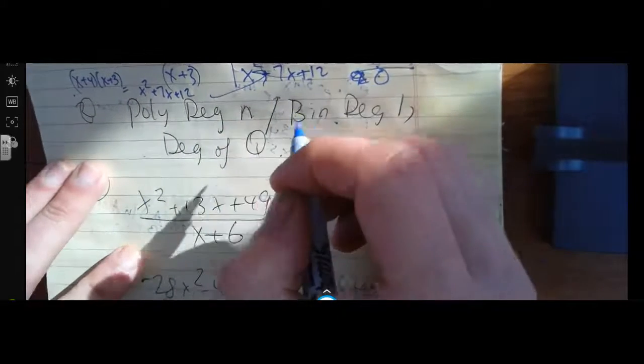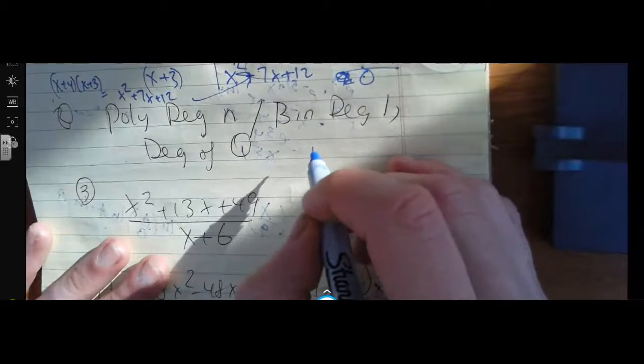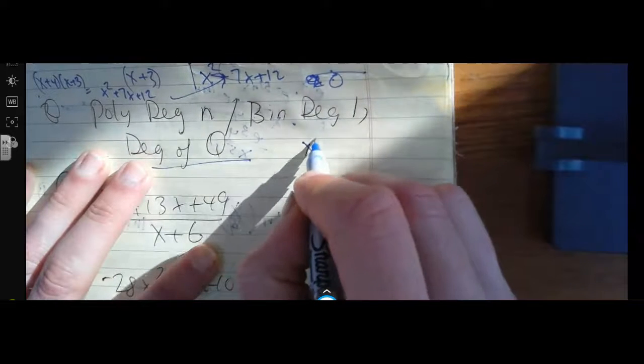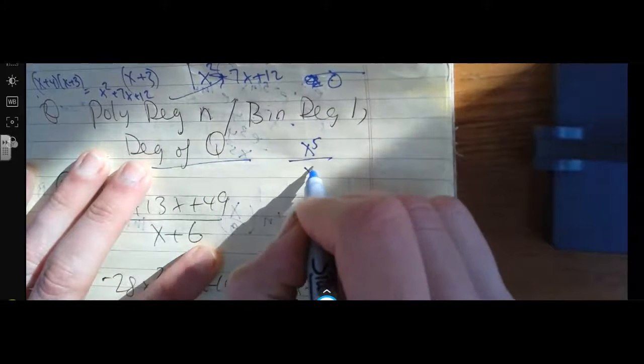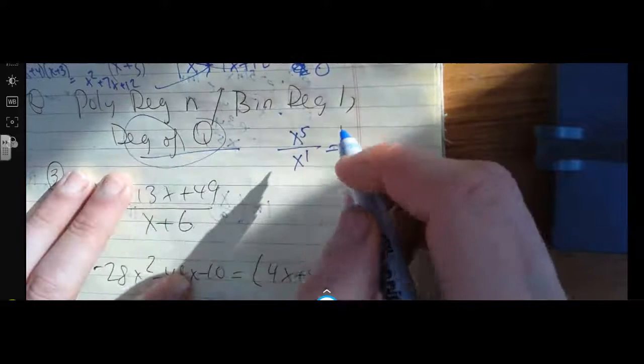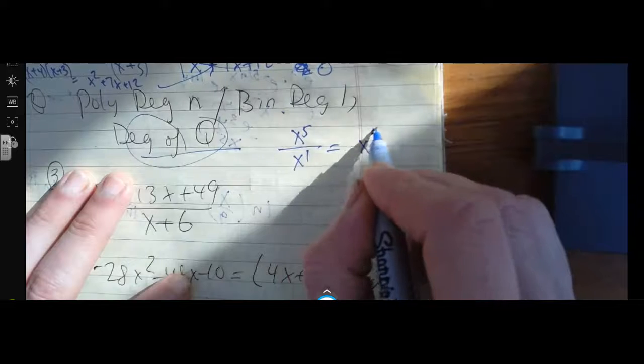If a polynomial of degree n is divided by a binomial of degree 1, what's the degree of the quotient? So that means, let's say I had x to the 5th, and then I divide by something like x to the 1st. What they're saying is, when I get the answer, my quotient, what would the degree be? What would the highest power be, the exponent? Well, that would be of the order of the 4th.